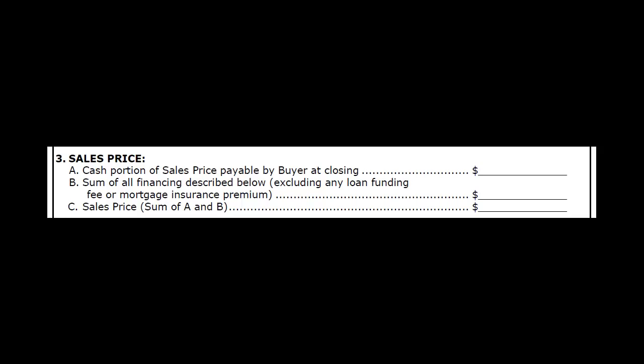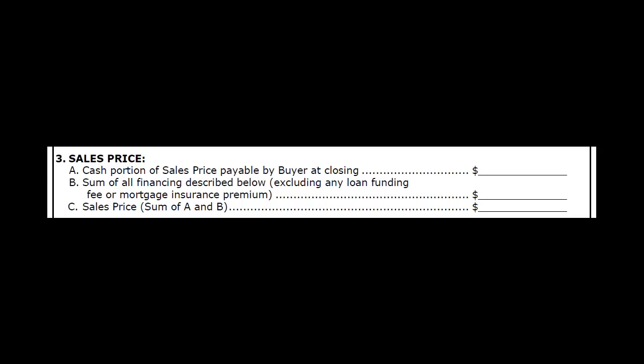So let's say it's a deal where you've got a $100,000 purchase price. So $100,000 would be in C. If there's going to be a $5,000 down payment, then $5,000 would be in A and $95,000 would be in B. Well, what if it's a zero down loan? Then you would have zero in A, you would have $100,000 in B and $100,000 in C. What if it's an all cash purchase? Well, then you'd have $100,000 in A, zero in B, and $100,000 in C. Any way you mix it there, A plus B equals C.